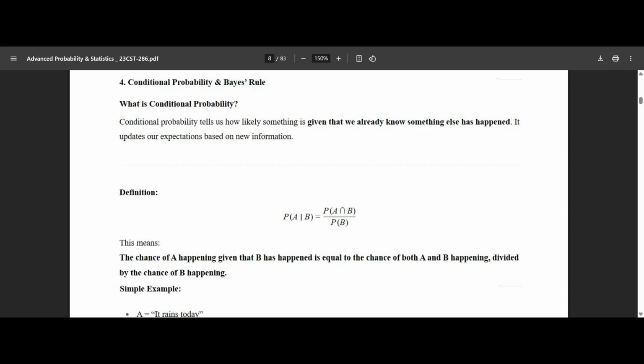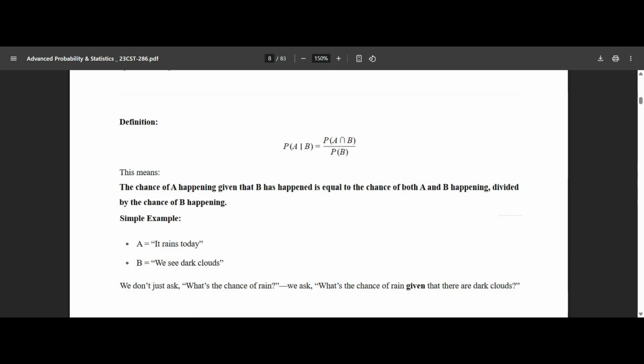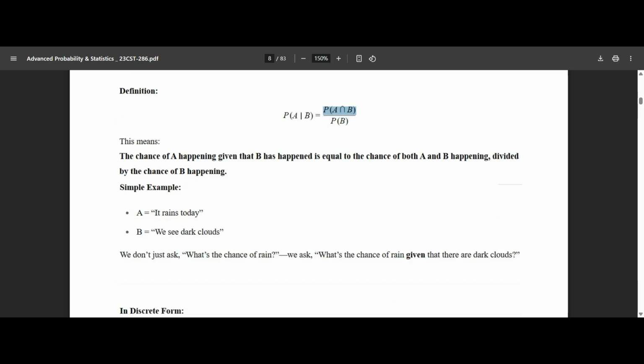This means the chance of A happening given that B has happened is equal to the chance of A and B both happening, that is A intersection B, divided by the chance of B happening. Example: A is it rains today and B is we see dark clouds. So we don't just ask what is the chance of rain. We ask what is the chance of rain, that is A, given that there are dark clouds. So given that, after that comes B. So here we see the probability of rain and dark clouds divided by the probability of dark clouds.